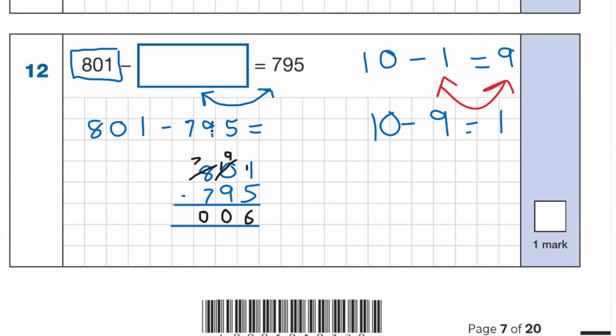Okay, another way you could have done it is 795 plus 5 gets me to 800, plus another 1 gets me to 801, that's 6. Okay, so there's a few different ways to do that question, but the main thing is understanding that you swap these two digits round so that you can see you're just finding the difference between 801 and 795.